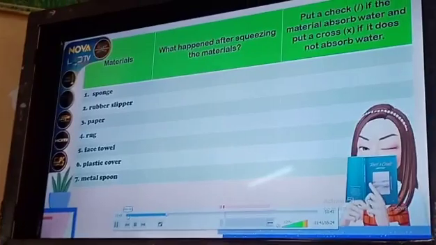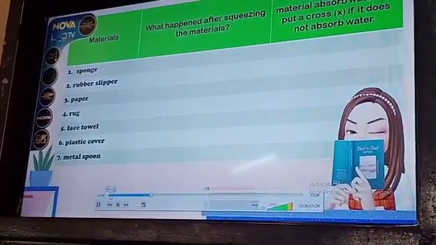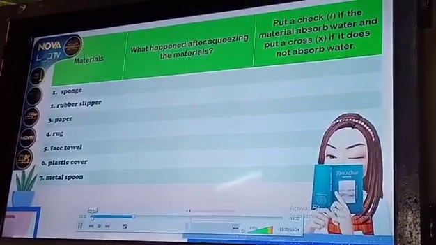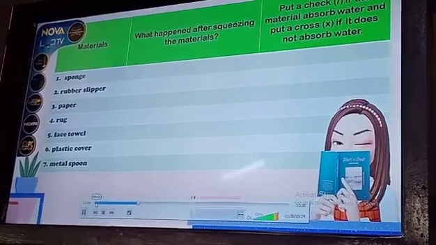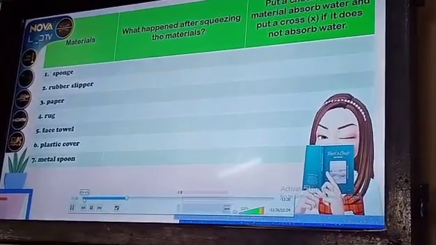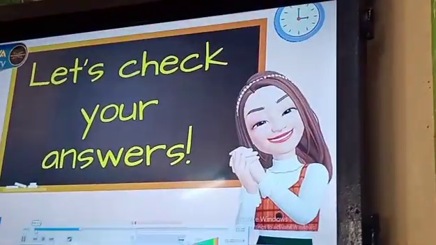So here are the materials. Number 1, sponge. 2, rubber slipper. 3, paper. 4, rug. 5, face towel. 6, plastic cover. 7, metal spoon. In the second column, you're going to write what happened after squeezing the materials. Then in the third column, put a check.